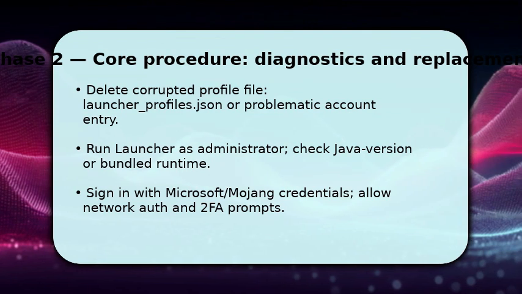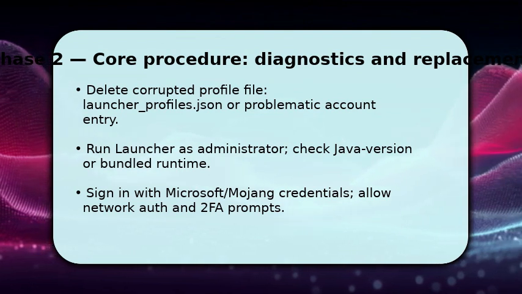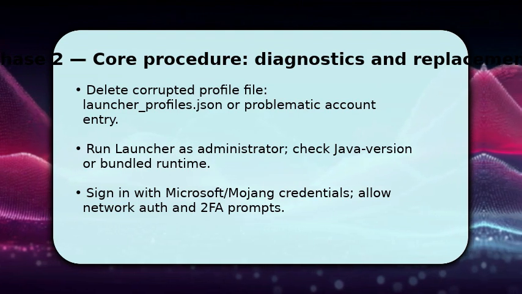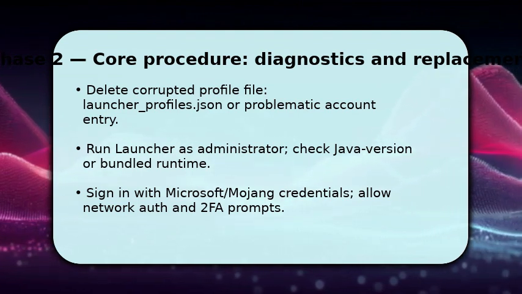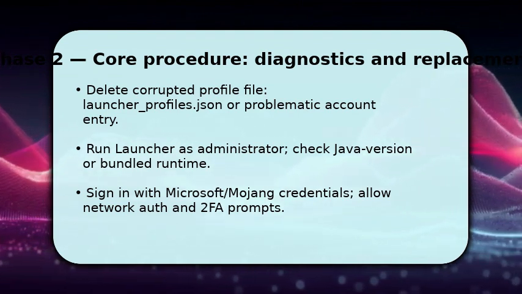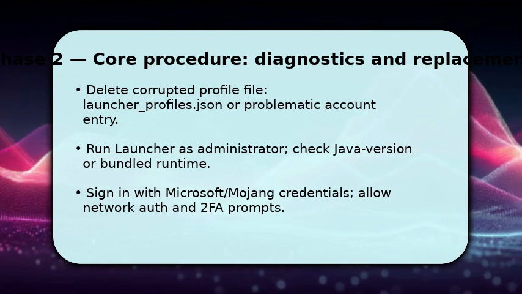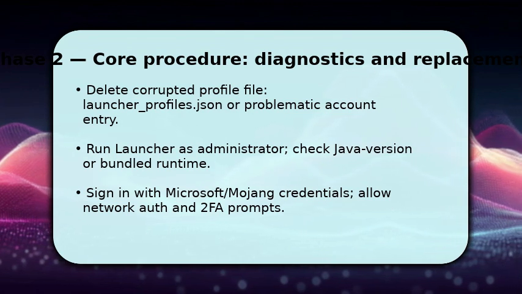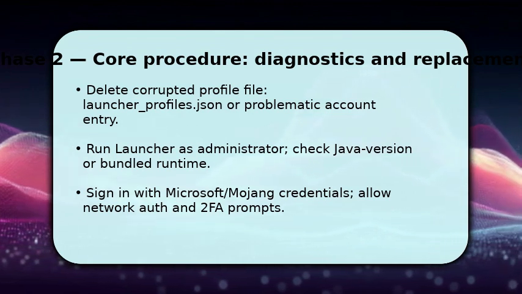Once you have backups, repair the profile data directly. Delete launcher_profiles.json or remove the specific account folder that matches the failed profile, then restore a clean copy if needed. Make sure to run the launcher as administrator so it can write files. Verify you use the launcher's bundled runtime or a compatible Java. Wrong Java breaks profile creation.